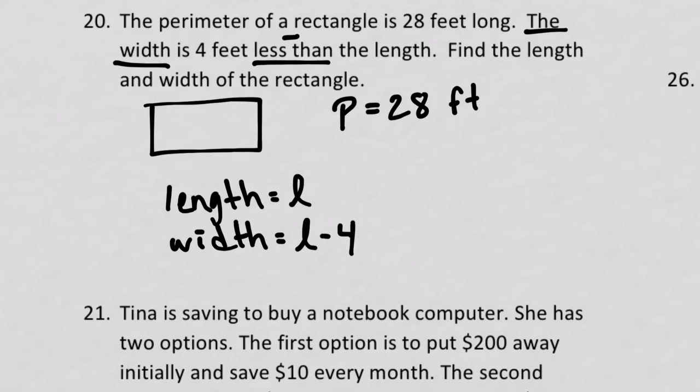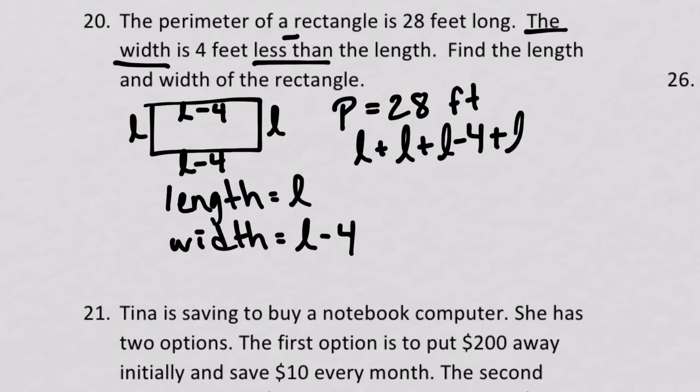All right, using that information, I can put that here in the picture. This is L minus 4. This is L. Now I know that the rectangle has equal sides, so this is also L, and this one over here is also L minus 4. So using what I know about perimeter and rectangles, I can add up all the sides. I'm going to add them all. L plus another L plus an L minus 4 plus an L minus 4. And the total is going to be equal to 28. Here's my equation. L plus another L plus L minus 4 plus another L minus 4 equals 28.